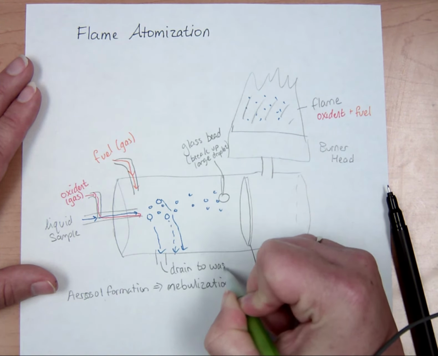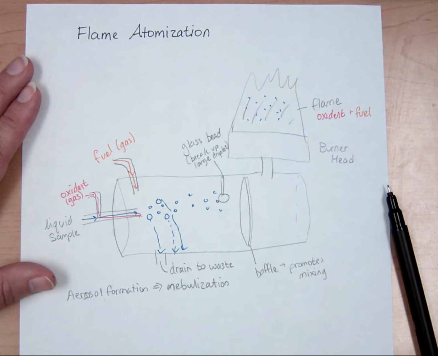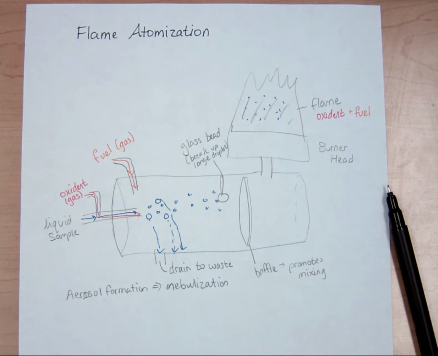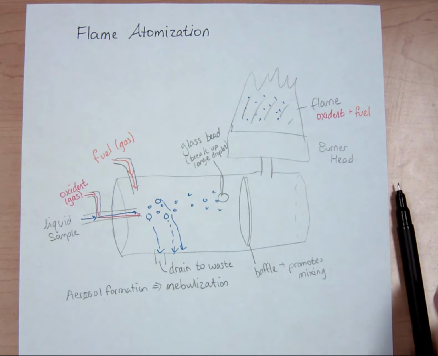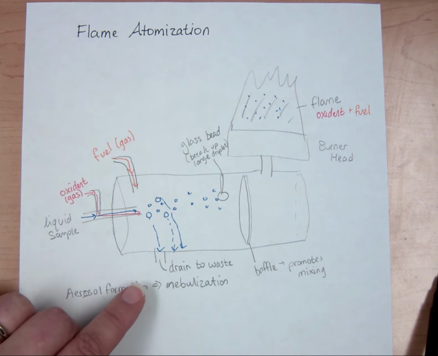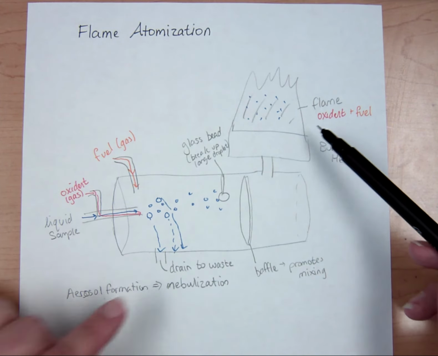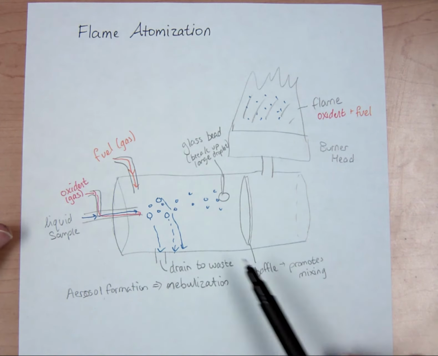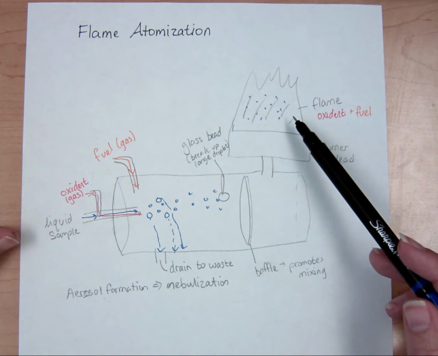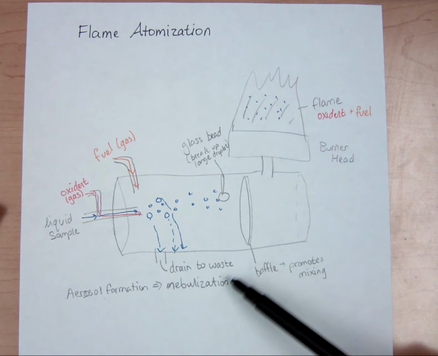And if you run a flame atomizer, what you'll notice is a lot of sample ends up in the waste. This ends up being a very inefficient process, and a large percentage of your sample actually will drain to waste rather than getting up into the flame where we want it at the end. Okay, so some of our sample ends up in waste, some of it ends up in the flame, but a lot of it ends up in waste.